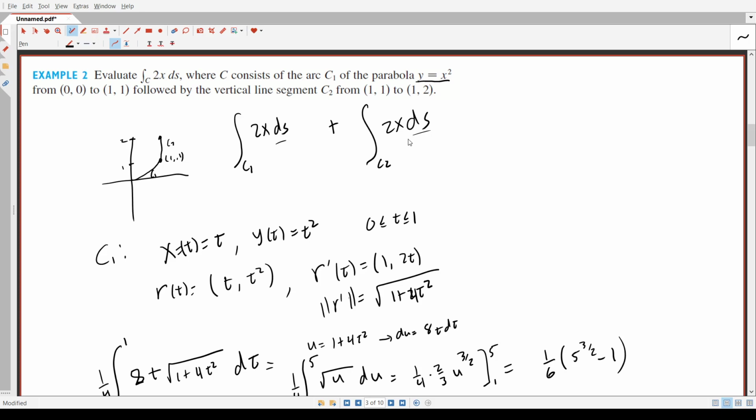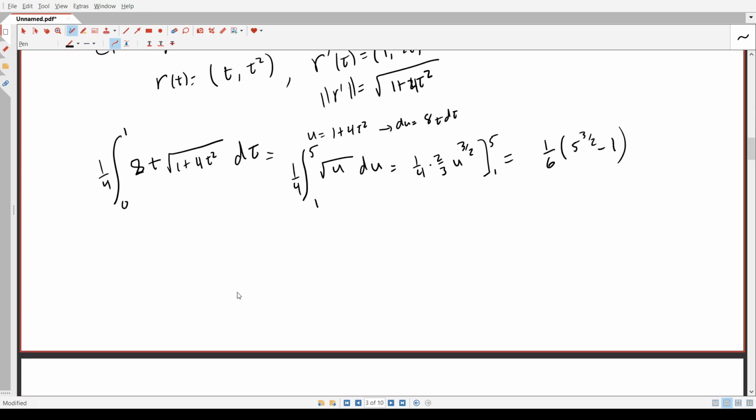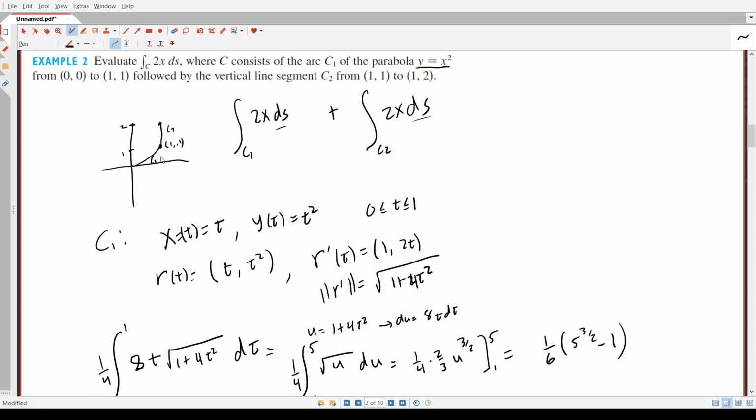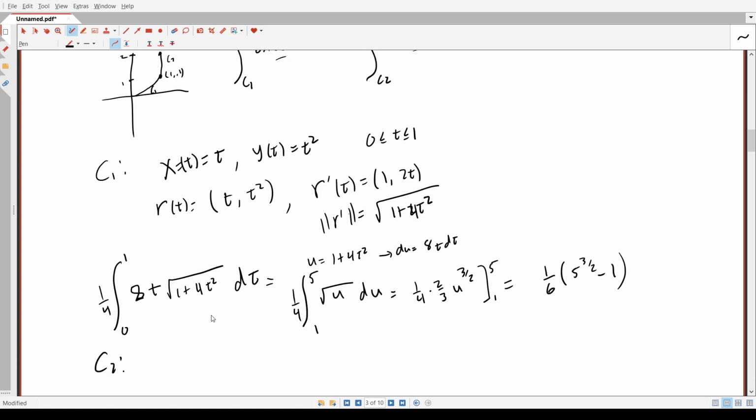Now I need to do the second half, C2. So how can I parameterize this curve? Well, this just goes straight up. So C2. So if x is constant, x is just going to be equal to 1. x is the same the whole time.